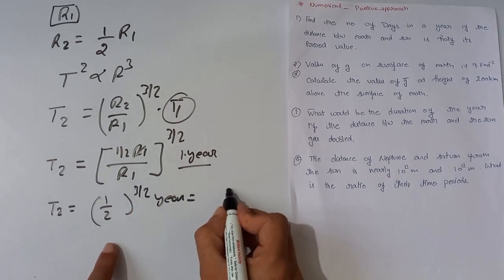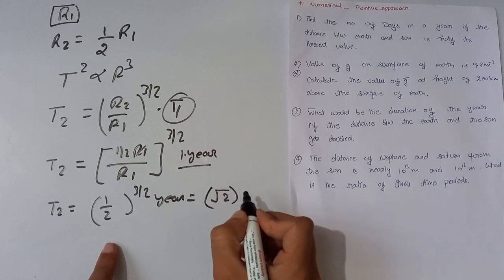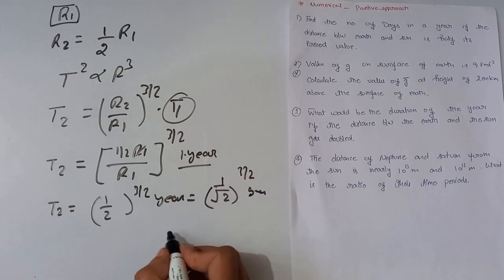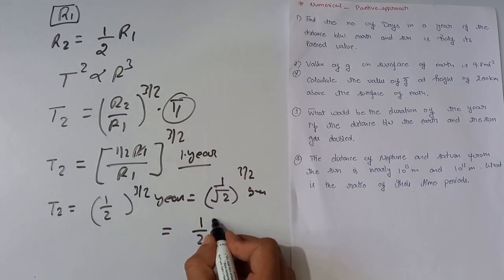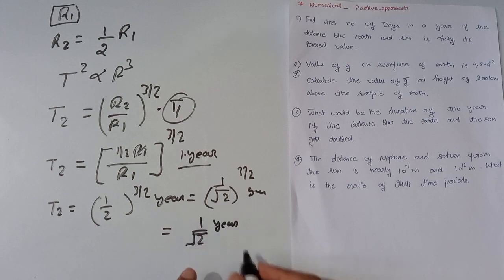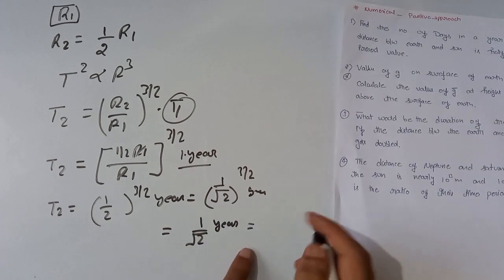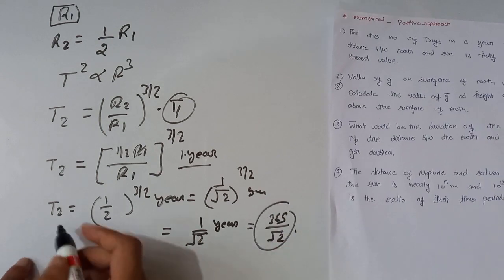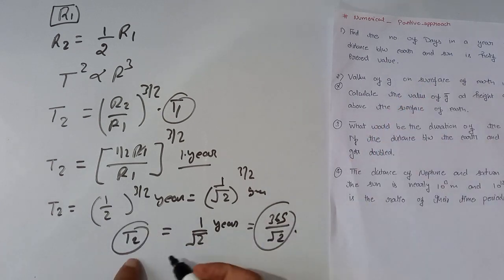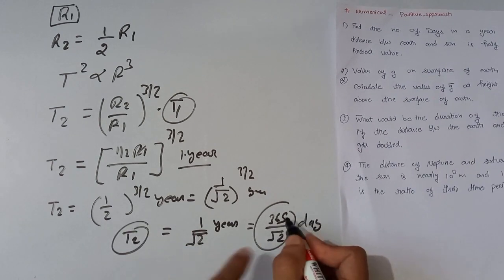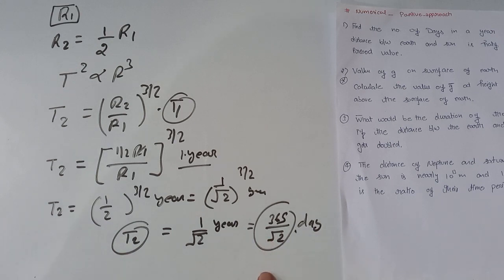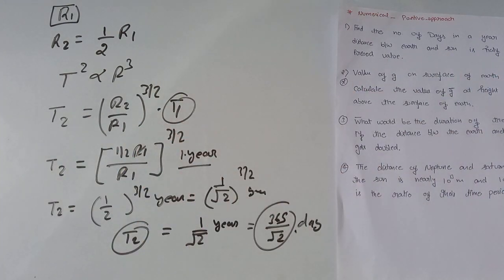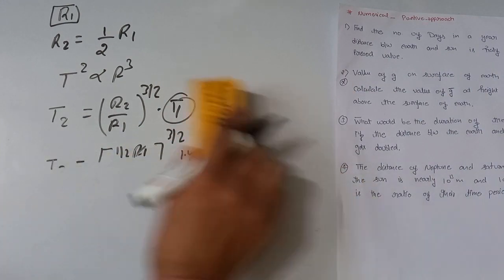Which is equal to 1 over 2 root 2, that is, 1 over 2√2 year, which is about 1/2 of 1 year. And how many days are in a year? There are 365 days in a year, so by solving this we can easily calculate T2, the number of days. 365 divided by √2. These are the number of days when the distance between the Earth and the Sun is half of its present value. I hope this numerical is clear to you.